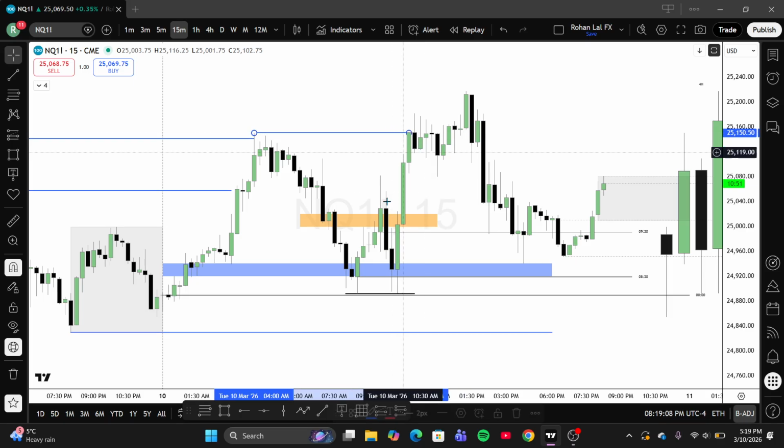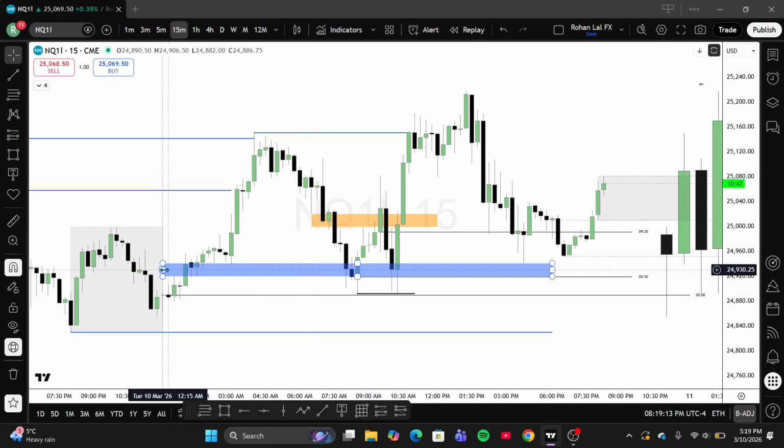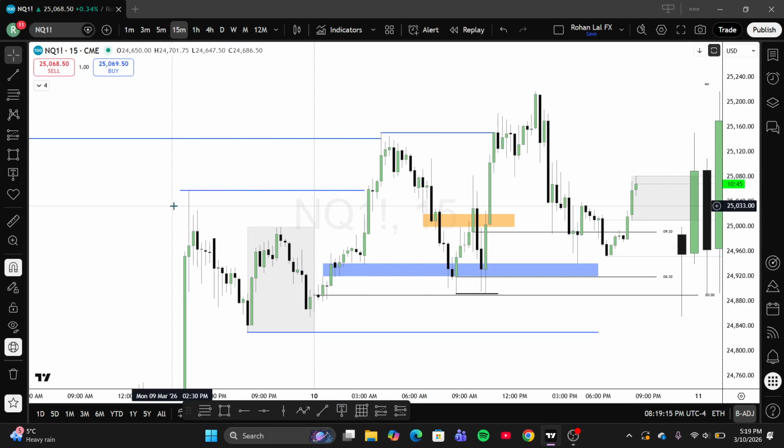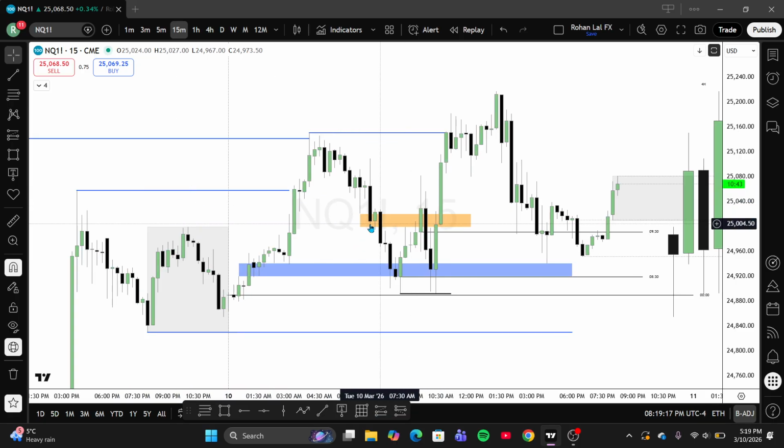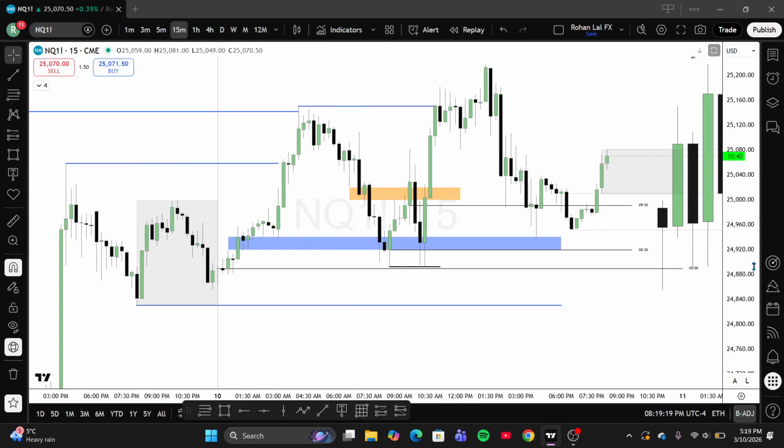Dropping down to the M15 now, we see the higher time frame arrays being respected. We see the higher time frame arrays that I was using, and we see the liquidity pools that I was targeting.